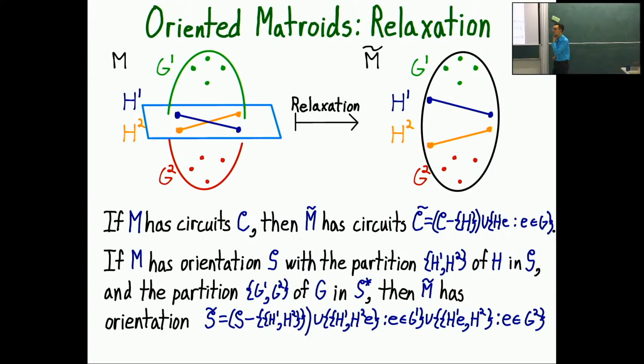Yeah. G is the complement. Yes, exactly. It's the ground set minus H. It's a cosine. Yeah.